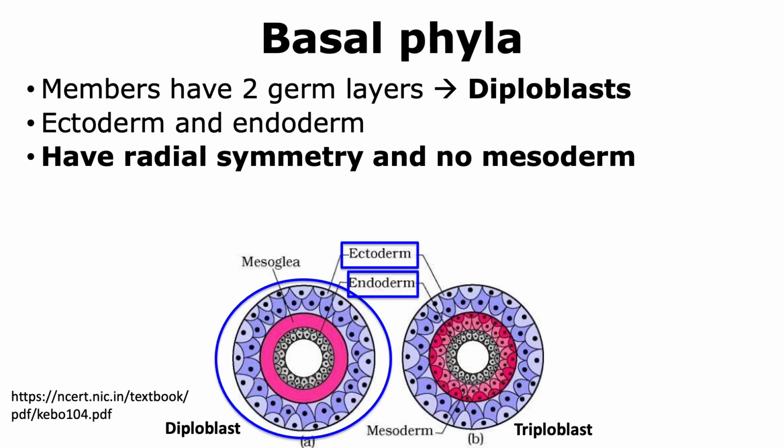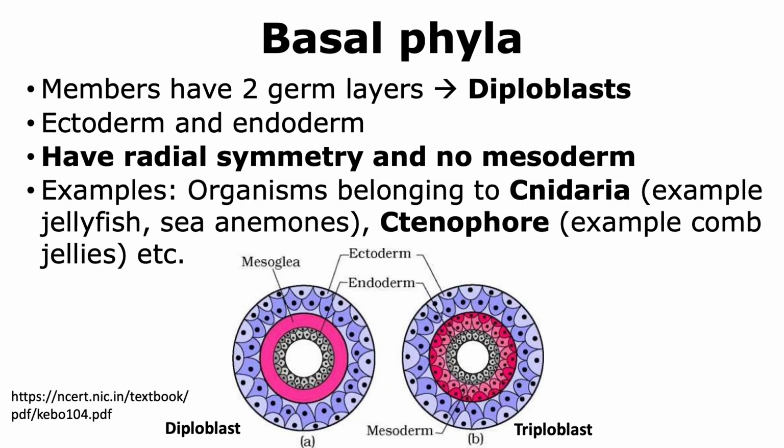Now in the diploblasts, between the ectoderm and the endoderm, we can have a jelly-like substance which is called the mesoglea. However, please note that these are not made of cells and hence they are not a germ layer. Thus, the only two germ layers present in basal phyla are the ectoderm and the endoderm. The different organisms that are present in the basal phyla belong to the group of Cnidaria, and examples of such organisms are jellyfish and sea anemones, and also organisms that belong to the phylum Ctenophora, and examples of these are comb jellies.